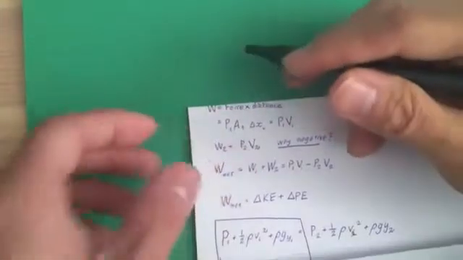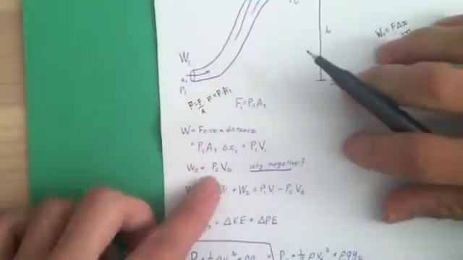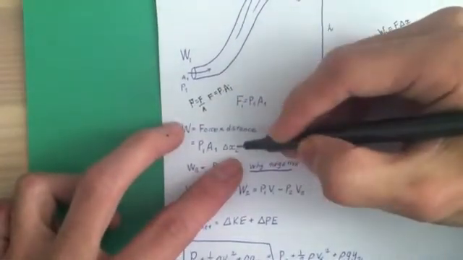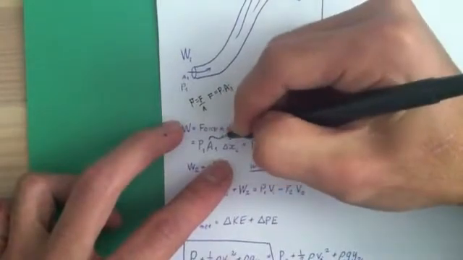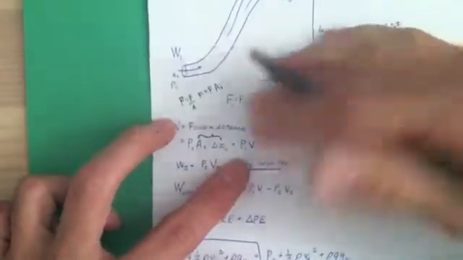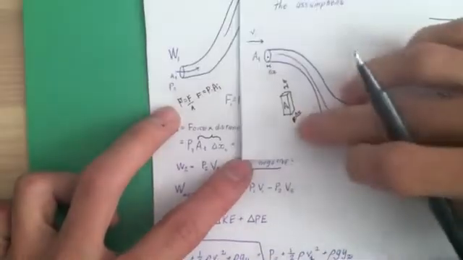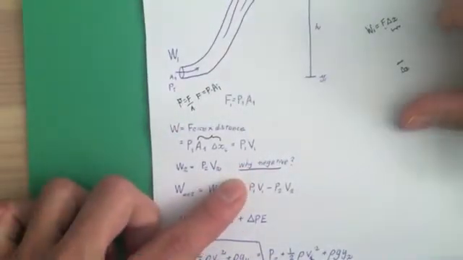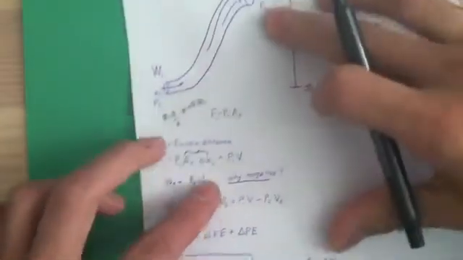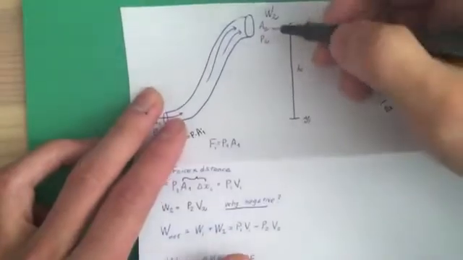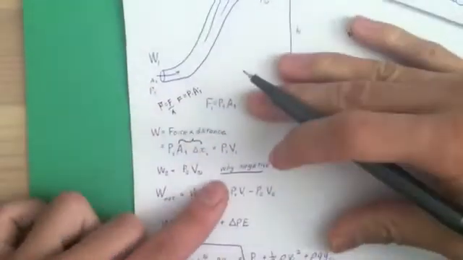And as a result, work ends up becoming P1A1, which is force, times delta x. And this A1 times delta x is going to be the volume, which is exactly the same thing we said earlier, right here. And if we do the same for the things that happen at the top, we know that the same rules apply.